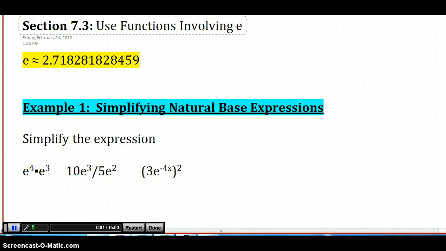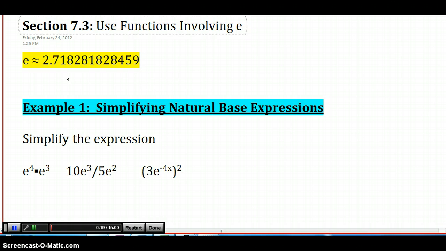Section 7.3 is about using functions involving a number called e. Yes, e is a number, believe it or not. E is approximately 2.71828182845 and so on and so on and so on.